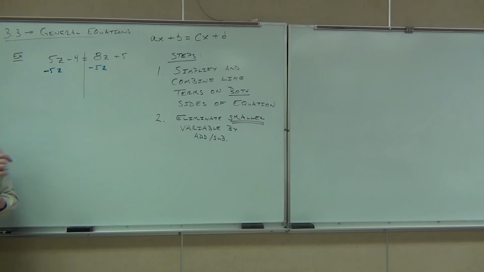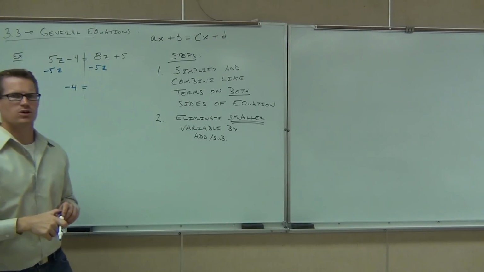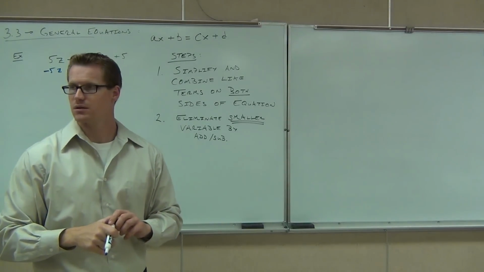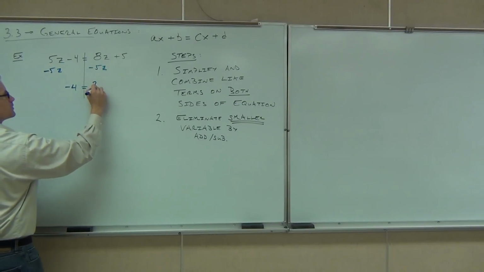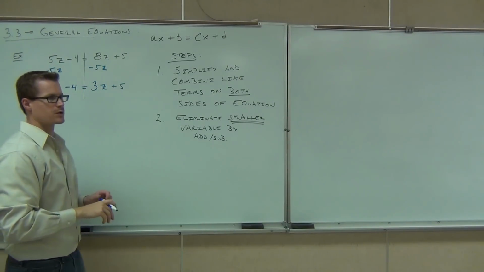-4. Good, it goes with the sign, so -4 is correct. Equals, on the right-hand side, we're going to have what? 3z plus 5. Perfect.